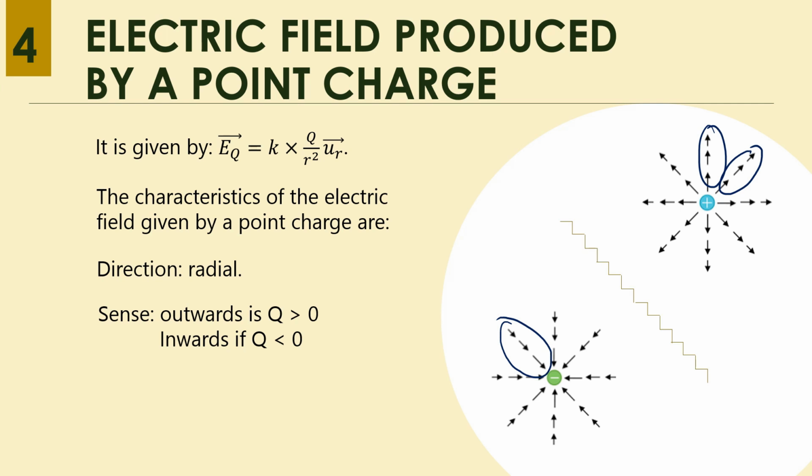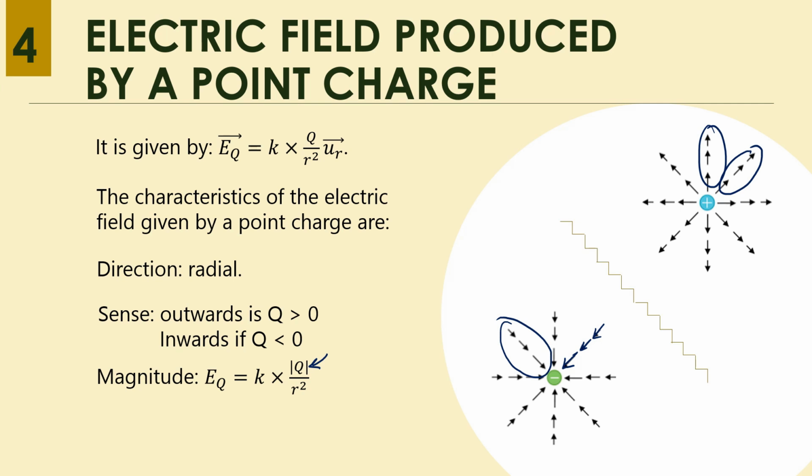Another thing I'd like you to notice in the figure here is the size of the arrows. The closer we get towards the charge, the longer or the larger the electric field becomes. This is revealed by choosing larger vectors to represent electric fields. The magnitude of the electric field is given by KQ over r squared, and here we take Q as absolute value. No need to worry about the sign.